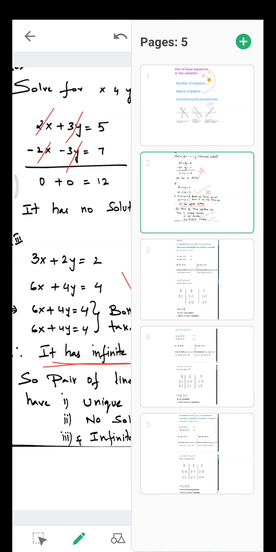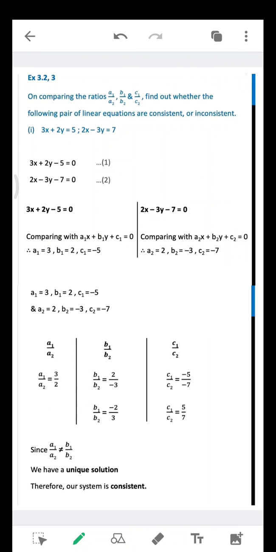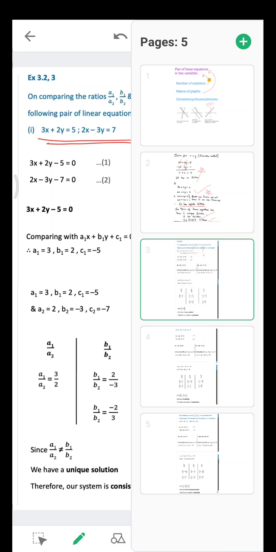Now let's see one example of a unique solution. Without solving the pair of linear equations, we can say whether they have a unique solution, no solution, or infinite solutions. If a pair of linear equations is given to you, then without solving, by comparing the ratios, you can say how many solutions it has or whether it is consistent or inconsistent. Now what do you mean by consistent?